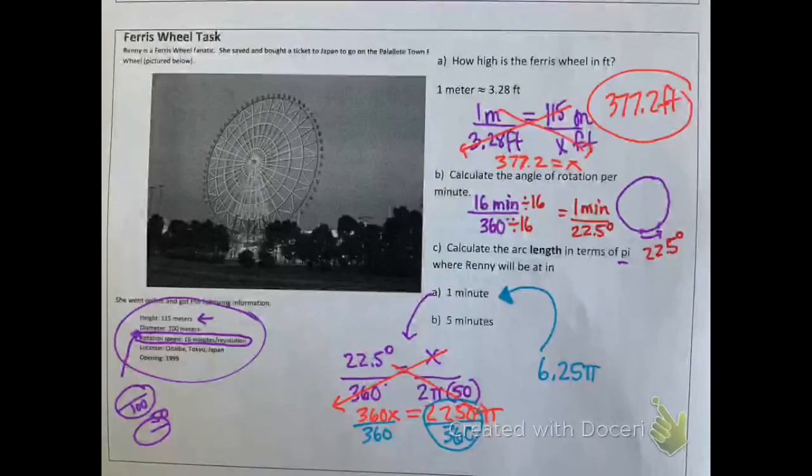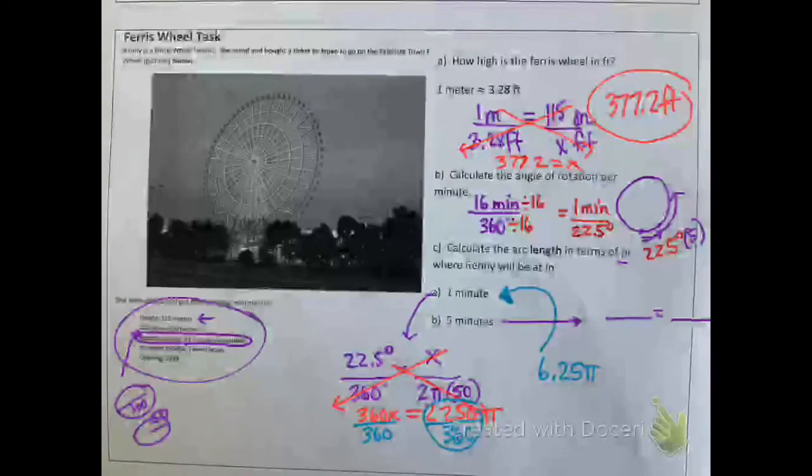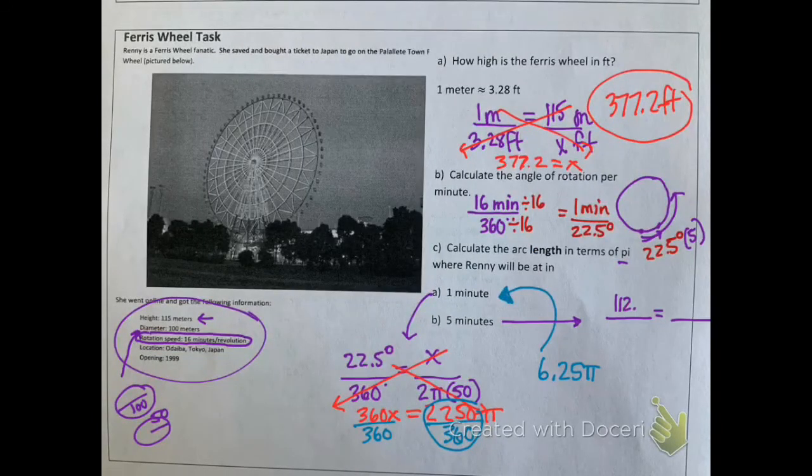So for 5 minutes, I'm going to set that up over here, two equal ratios. So in 5 minutes, how many degrees has he traveled? Well, in 1 minute, it's 22.5 degrees. So if you want 5 minutes, you're just multiplying that by 5, right? So if you multiply 22.5 times 5, you get 112.5 degrees. Out of a total of 360, we're trying to find the arc length, so x, out of a total circumference of 2 pi times the radius, which is 50.